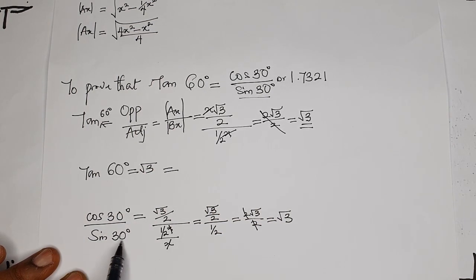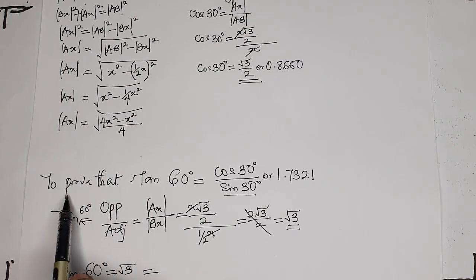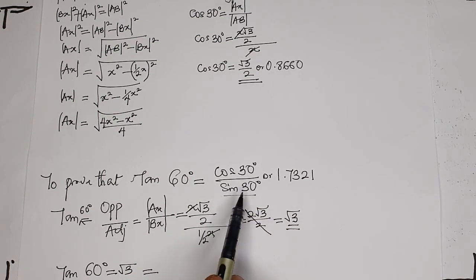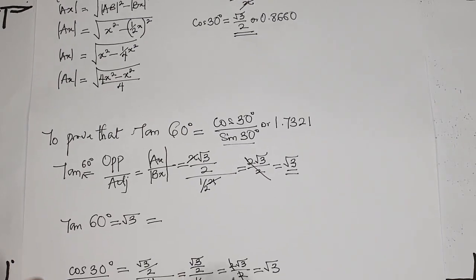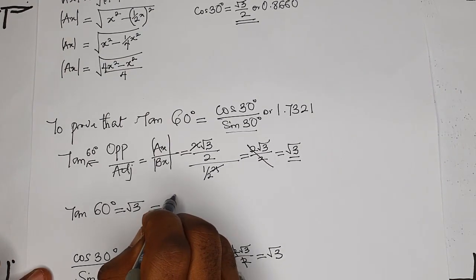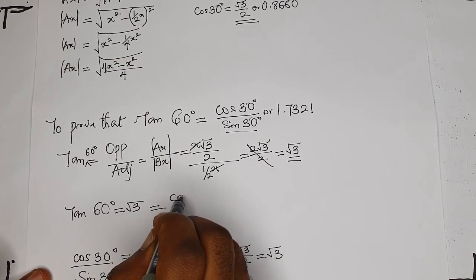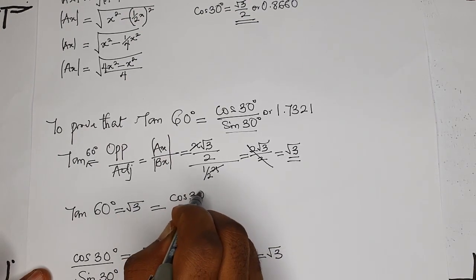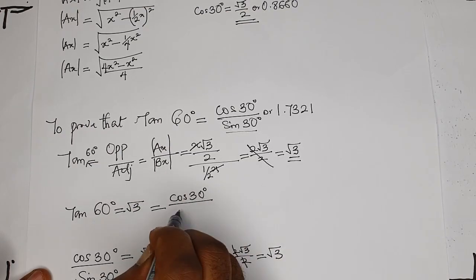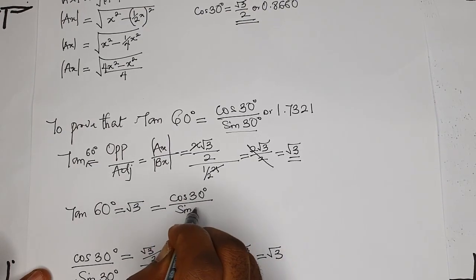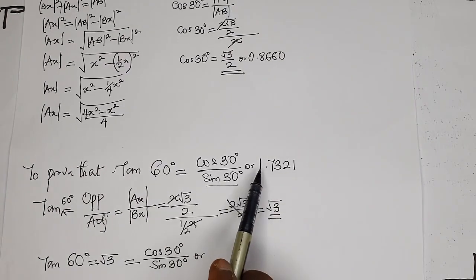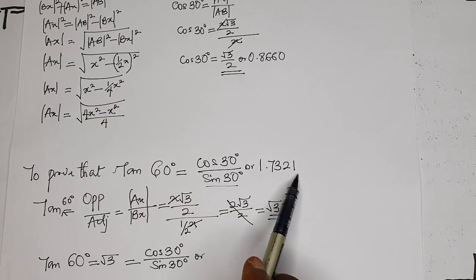So do you see that tan 60 is root 3, just the same way cos 30 degree all over sine 30 degree gave us root 3. So the proof which we are given initially, which says that we should prove that tan 60 is equal to cos 30 all over sine 30, is true because we have just demonstrated it here. So I can fill it in that tan 60 degree, which is the same thing as root 3, can also be said to be the same thing as cos 30 degree all over sine 30 degree. This has been proved. But is it the same thing as 1.7321 as we claimed?